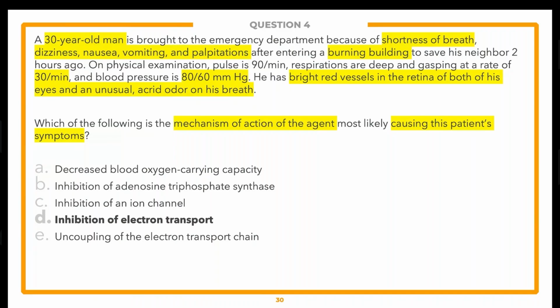So bright red blood here. But the big thing to understand is the acrid odor in his breath. That's very classic, right? What is acrid odor? Acrid odor just means bitter almonds. So that flushed appearance, which can be seen in both cyanide and carbon monoxide, can be tricky, but this flush is more classic for cyanide in the first place. But also, the bitter almond breath is very classic for cyanide poisoning.